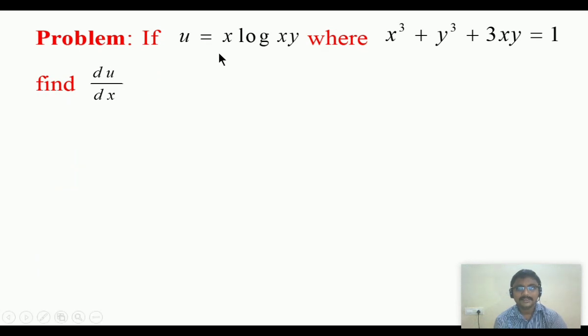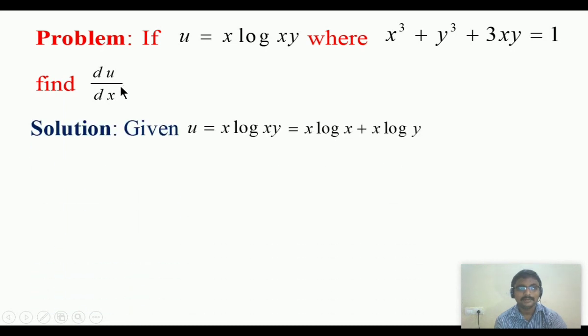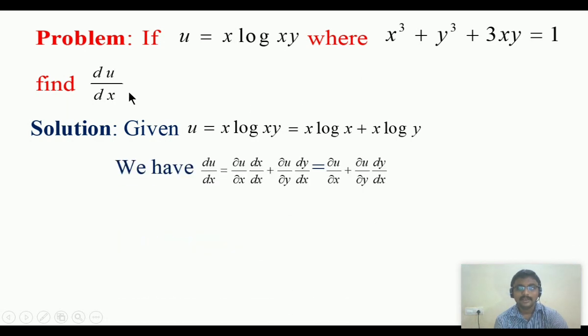Problem: if u is x into log of x y, where x cube plus y cube plus 3xy equal to 1, then find du by dx. Solution: given u, we have to compute du by dx. We have the total derivative formula, that is du by dx is dou u by dou x into dx by dx plus dou u by dou y into dy by dx. Dx by dx value is 1 here.